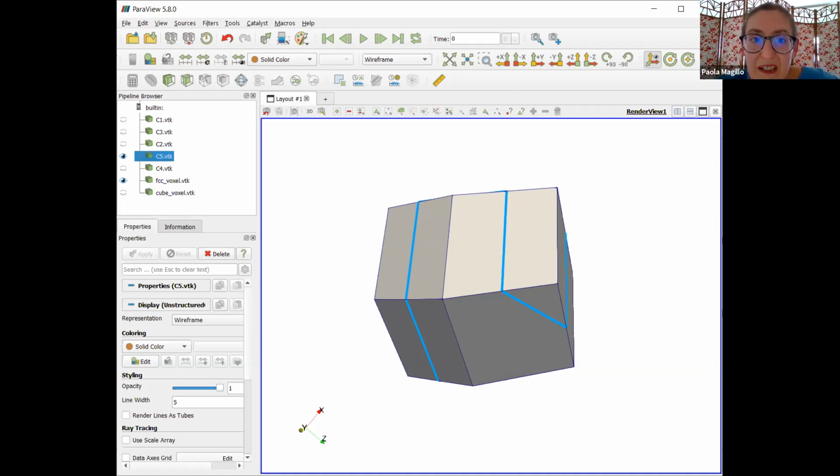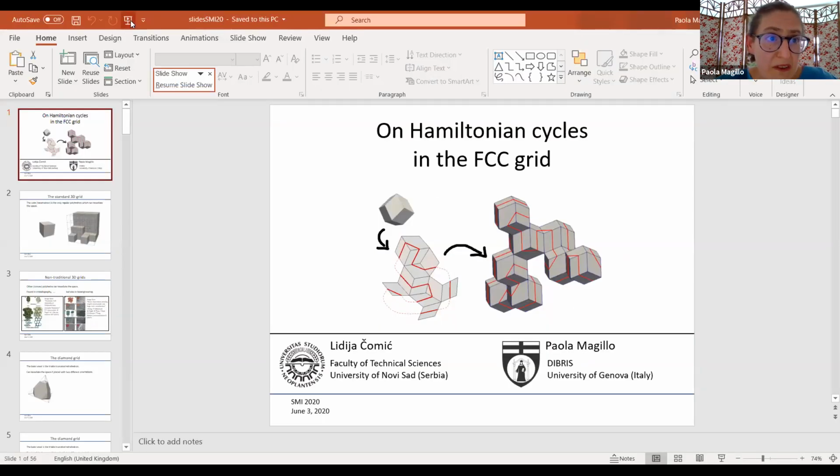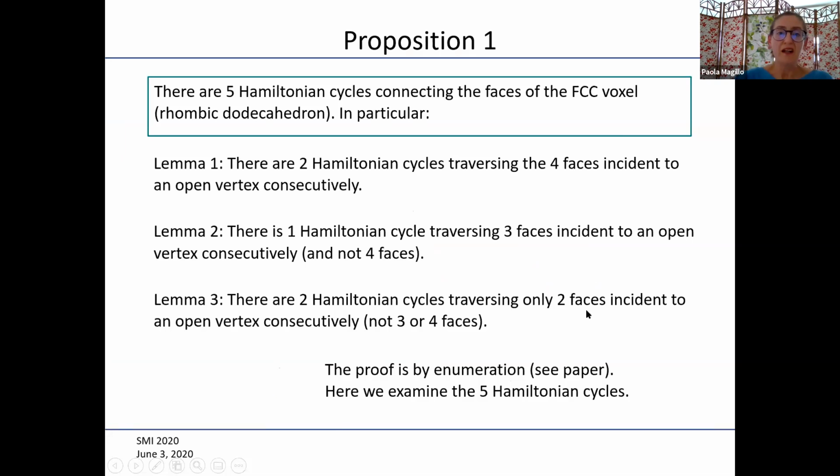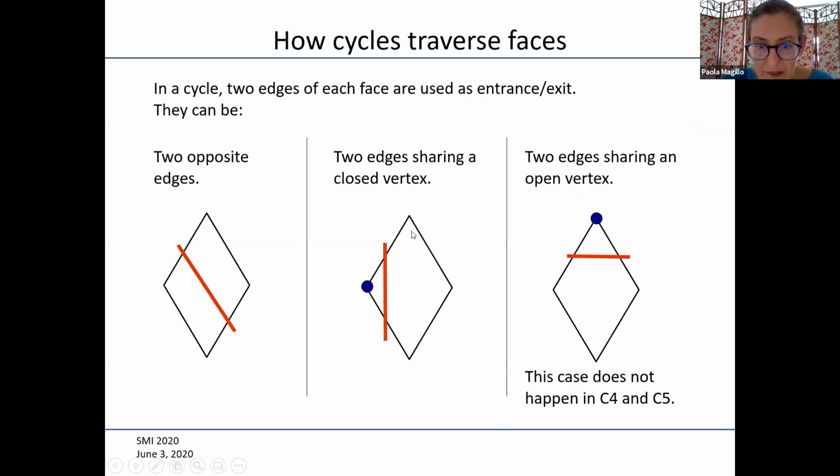Okay. Return to the slides. Okay, I'm no more in screen. Okay. I skip the slides for the cycles because we have already seen.